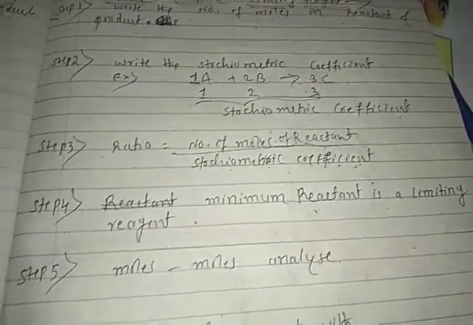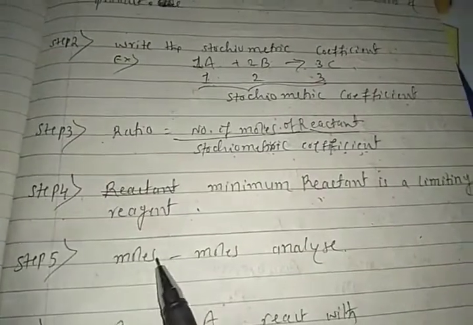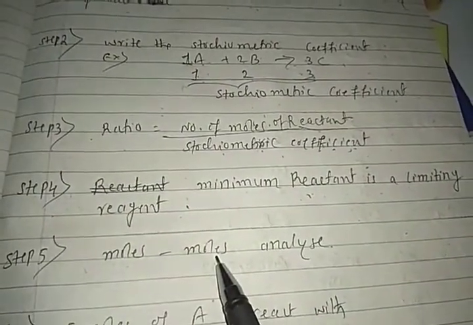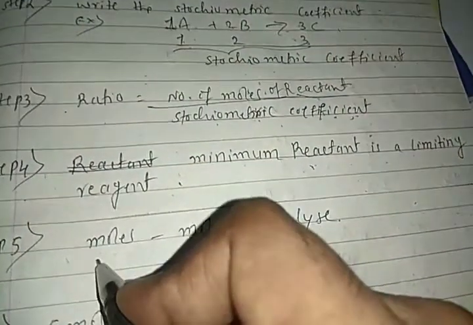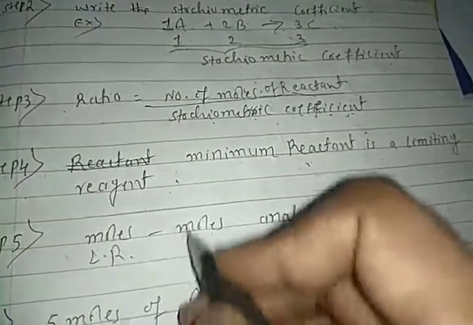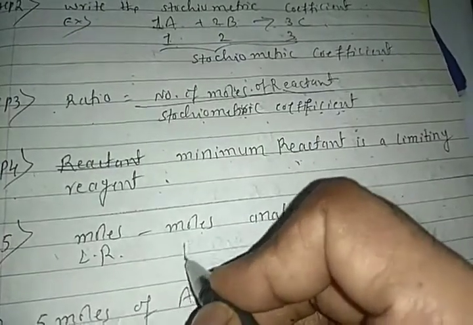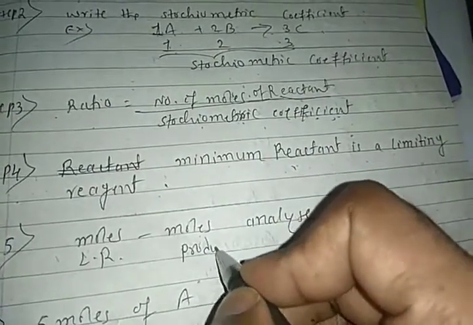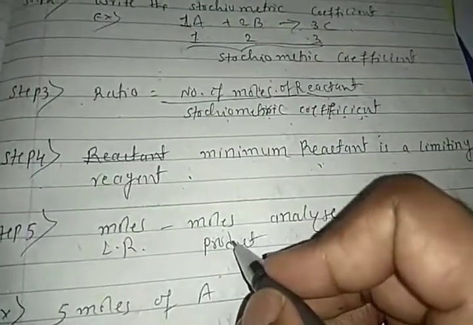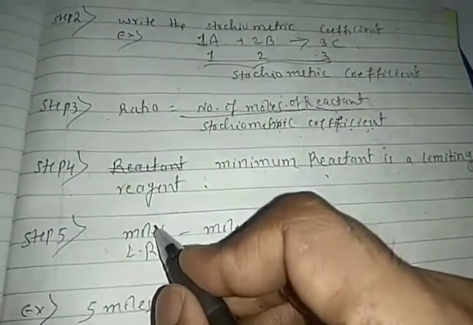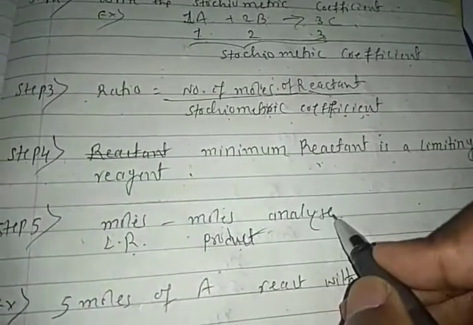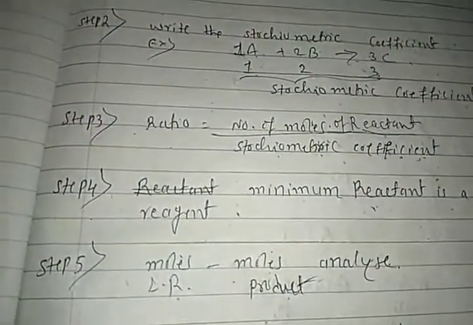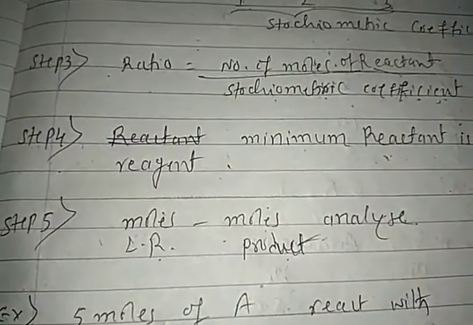Right, students. Step 5. We have to analyze the moles of reactant with the moles of product. The moles of limiting reagent are analyzed with the moles of product. We have to analyze, then we get the accurate answer. Right, students? Understood, students? Let's see one example.